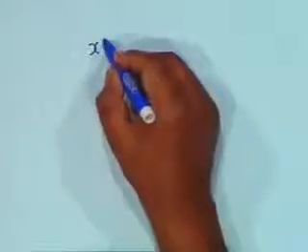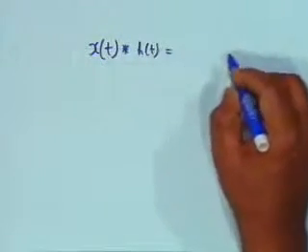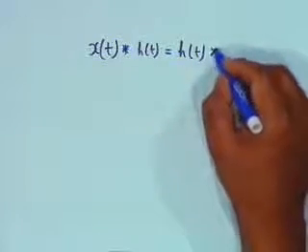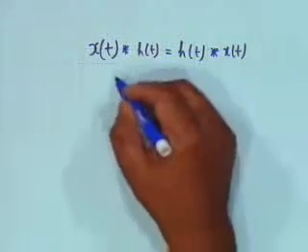which in terms of mathematical operations simply means that the convolution operation is commutative. That is, whether you convolve h of t with x of t or x of t with h of t, it doesn't matter. It's commutative.